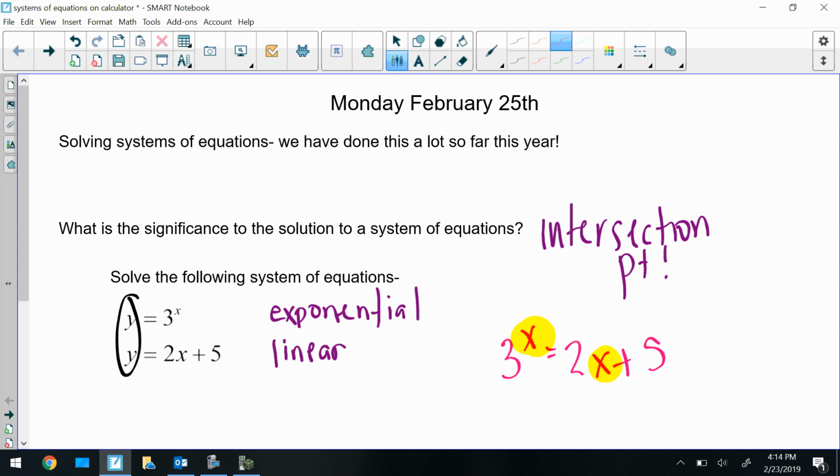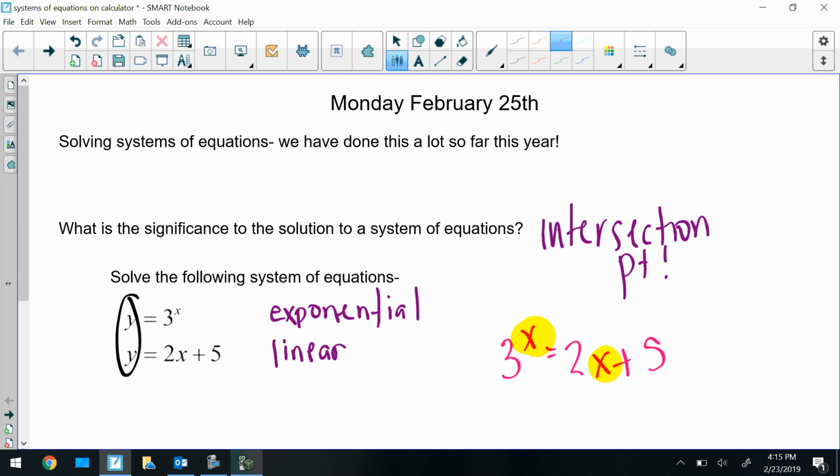This is actually not able to be solved by hand. When x is in the exponent on one side and x is in the base on the other side, it's not that you just don't know it. There literally is nothing that you can do to solve that by hand. But that does not mean that they don't intersect with each other. So what we are going to do is go to our calculators.